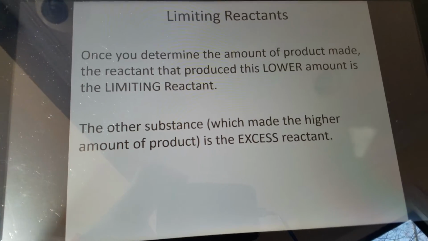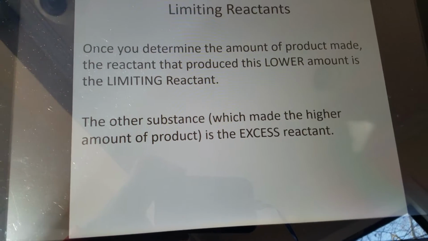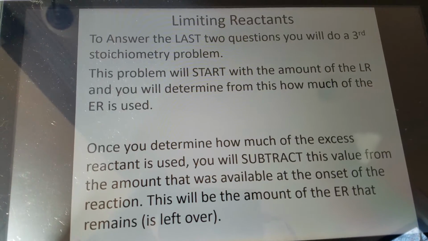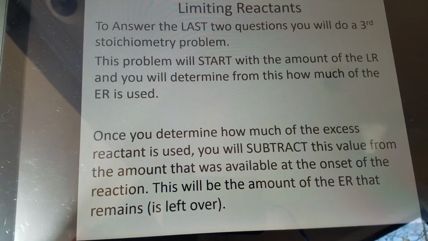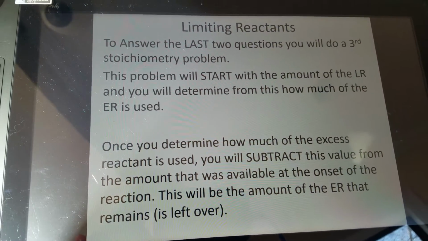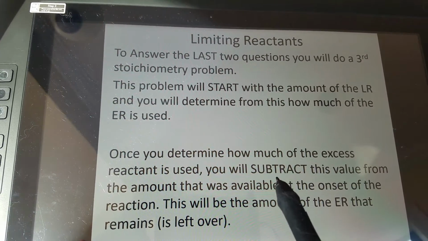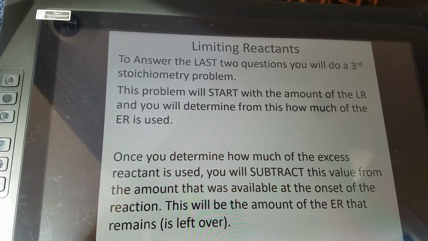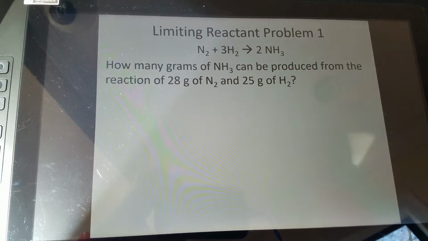Once you determine which is the limiting reactant, then you can determine how much of the excess reactant is going to be used by starting with that limiting reactant as well. So this just goes through all these particular steps that you can do. Once you have determined how much of the excess reactant is used, then you can determine how much is left over by simply subtracting the amount of the excess reagent that was used from what you started with. So let me walk through a problem with you.